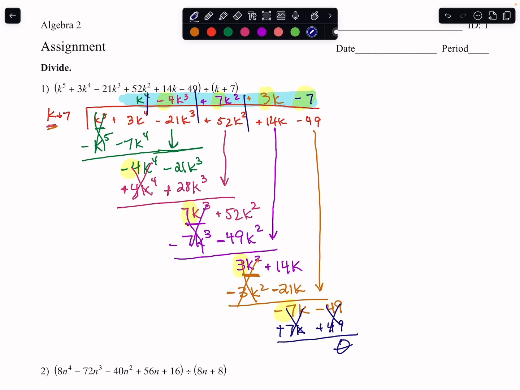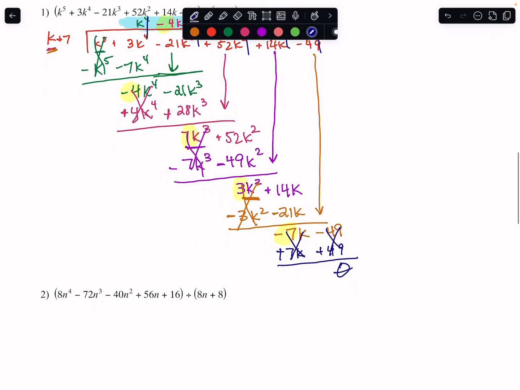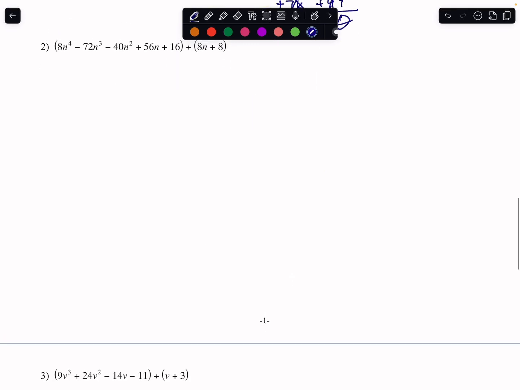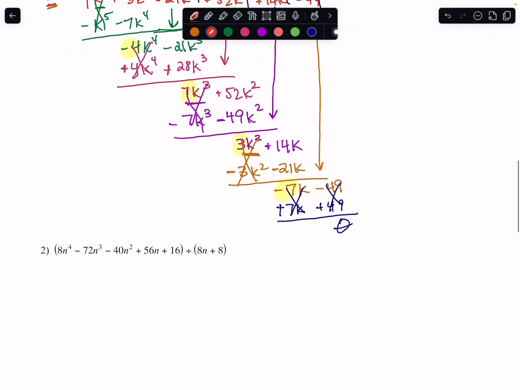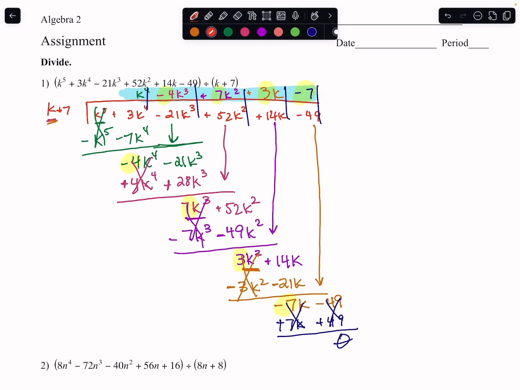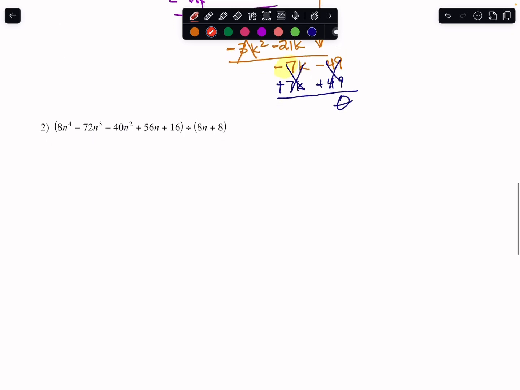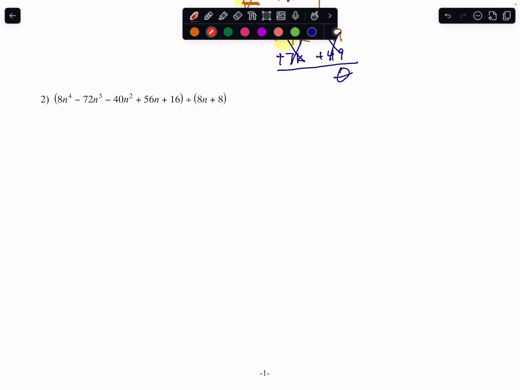Okay, so let's go ahead. But now, this one up here, the coefficient was 1. In other words, there was no number in front of k. Now we have a number in front. That can change things, but it's not that much more difficult. All right, here we go. 8n plus 8. And then it's going to go 8n to the fourth minus 72n cubed minus 40n squared plus 56n plus 16.